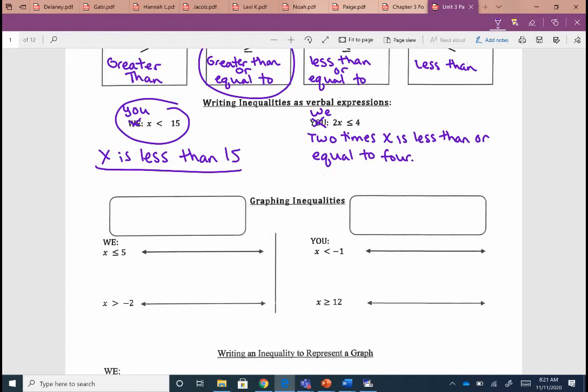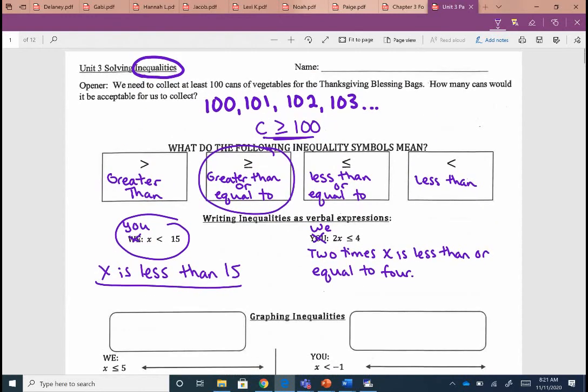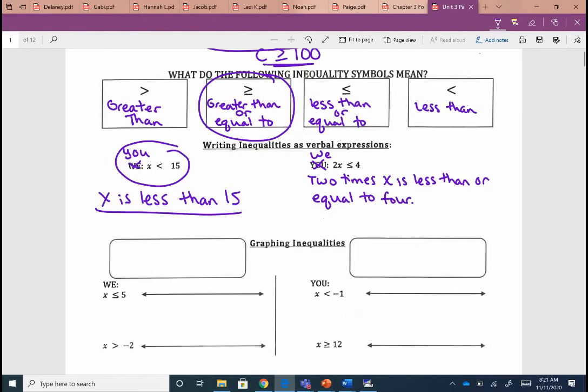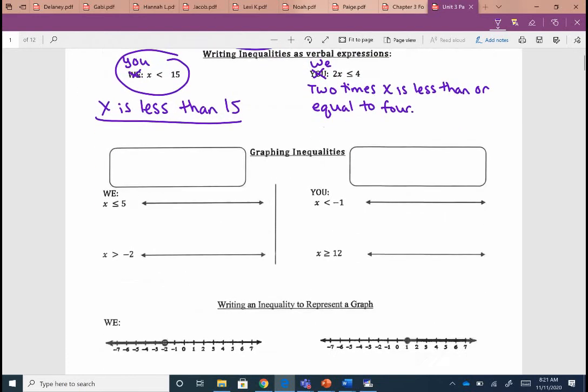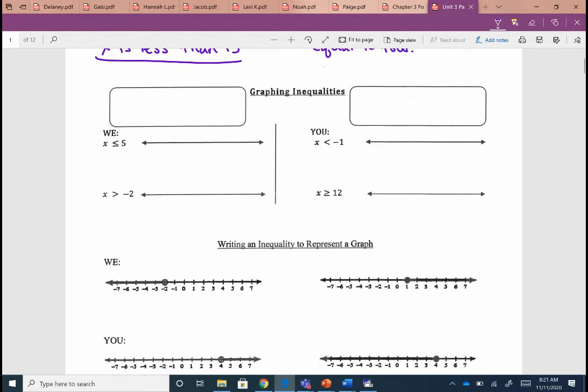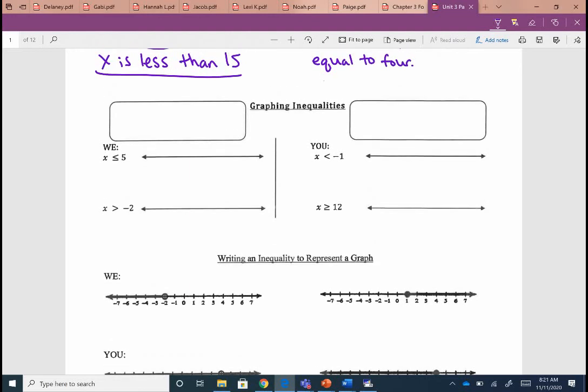Now the reason we go the number line route is because if I go back up to the top and I say c is greater than or equal to 100, there's not just whole numbers that are greater than 100. We've got fractions and decimals we can throw in there too. So the number line just helps us include everything. So our first goal is we want to be able to take an inequality and we want to be able to graph it on the number line. But before we can do that, there's a couple key things we need to talk about.